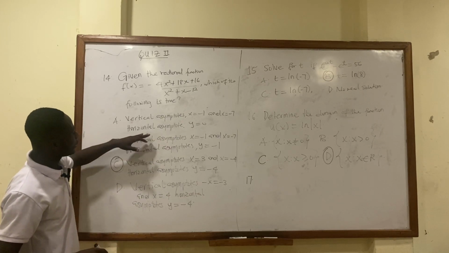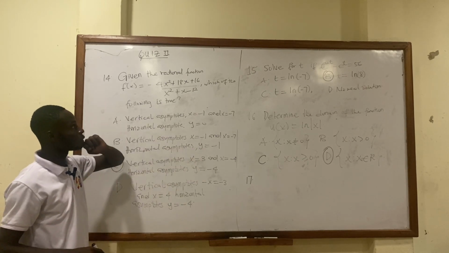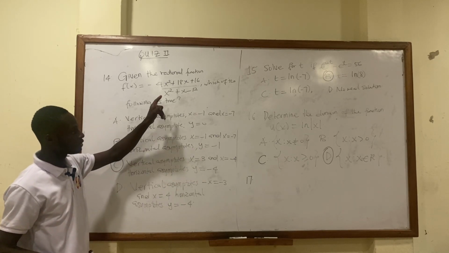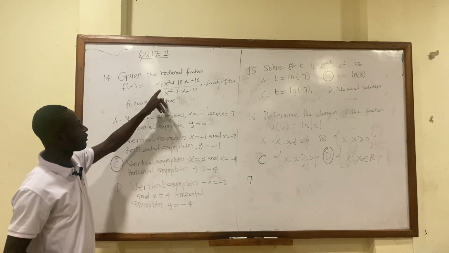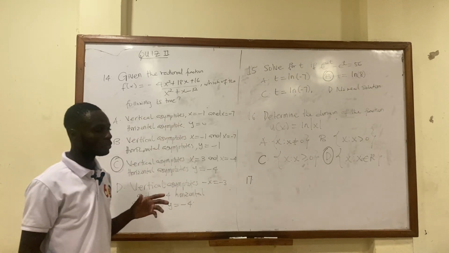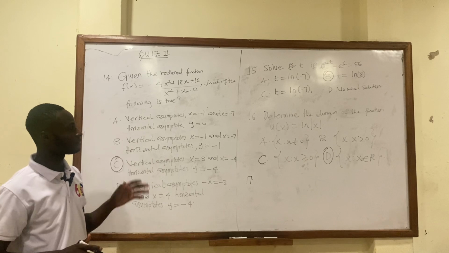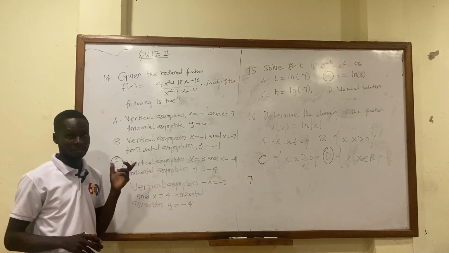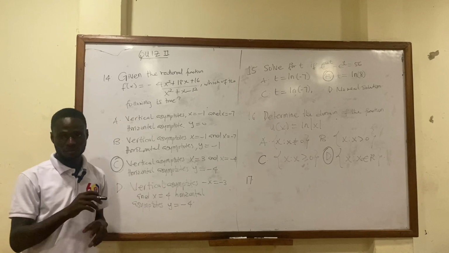And then horizontal asymptote is y equals 0. Is that true? Is the horizontal asymptote equal to 0? No, because the degree of the numerator is equal to the degree of the denominator. So we have to compare the coefficients. We don't say that the horizontal asymptote is equal to 0. So over here, our option A is crossed out.